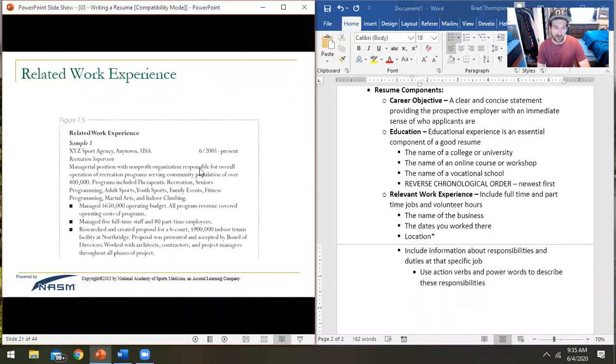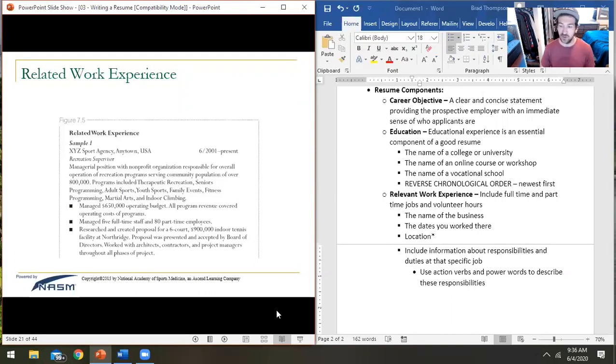Like that's the power word there for overall operation of recreation programs serving community population of over 800,000, including blah, blah, blah. This is sort of a hybrid version. You don't have to do yours exactly like this. If you're doing a hybrid resume, this works really well. You can see they wrote a paragraph description, and then underneath it, they included bullet points of what their main duties were, right?